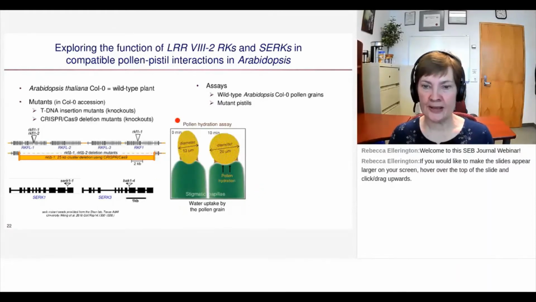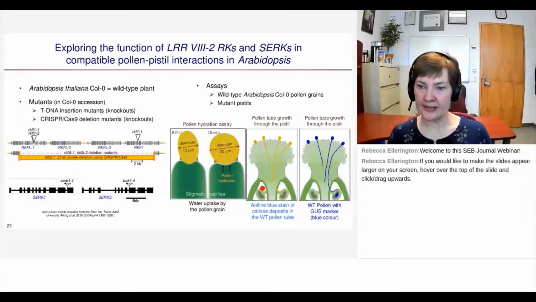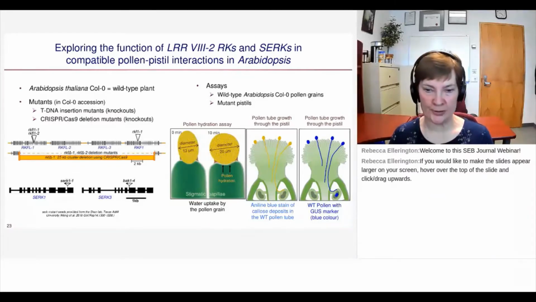The first assay that I'll show you is called the pollen hydration assay. This is a very simple assay where we measure the diameter of the pollen at 0 and 10 minutes. The desiccated pollen grain has an oval shape, and when it hydrates, it becomes rounder, and you can measure this diameter increase as a proxy for hydration. The next two assays look at pollen tube growth. That involves aniline blue stain of callus deposits in the pollen tubes, as well as using a GUS marker pollen, which we can then stain for GUS activity to visualize the pollen tubes.